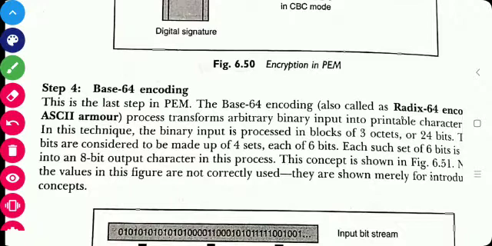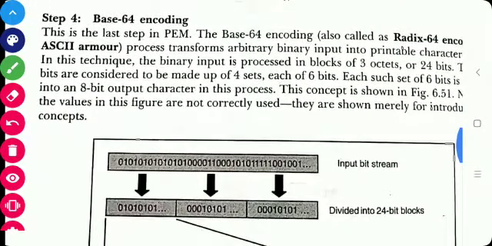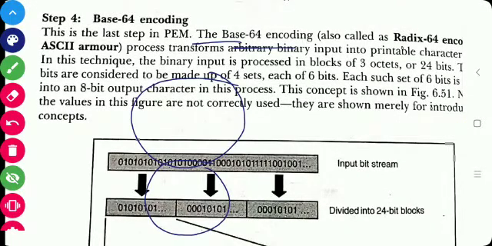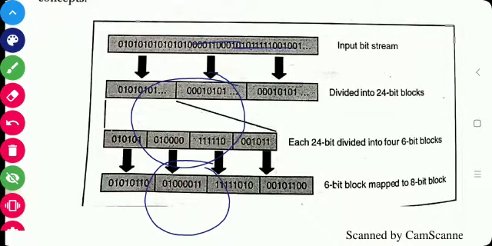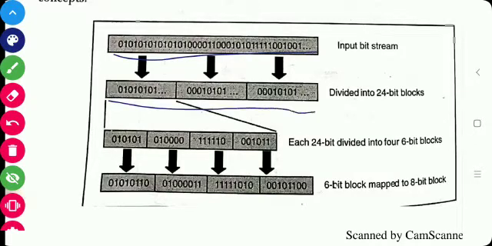Then base 64 encoding. This is the last step in PEM. It is also called Radix 64 encoding. Here the process is, the input stream is divided into 24-bit blocks. Then each 24-bit block is divided into 6-bit blocks, and then these 6-bit blocks are viewed as 8-bit blocks. So like this the last step is base 64 encoding.